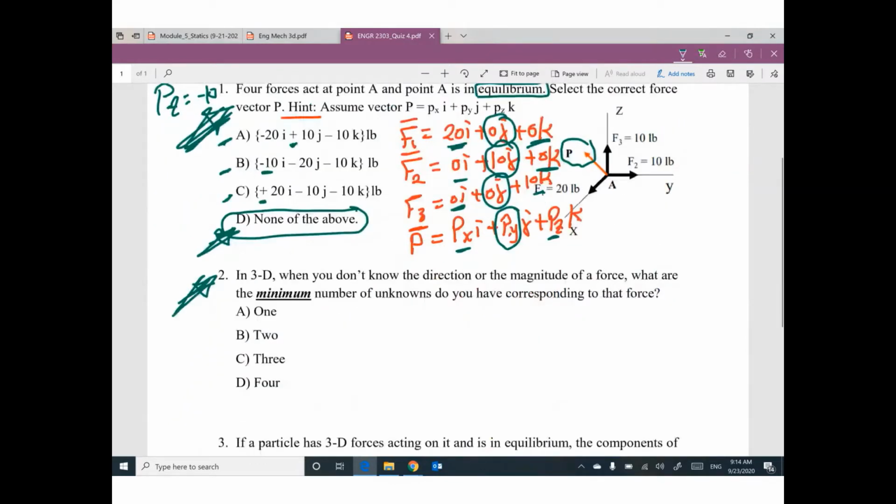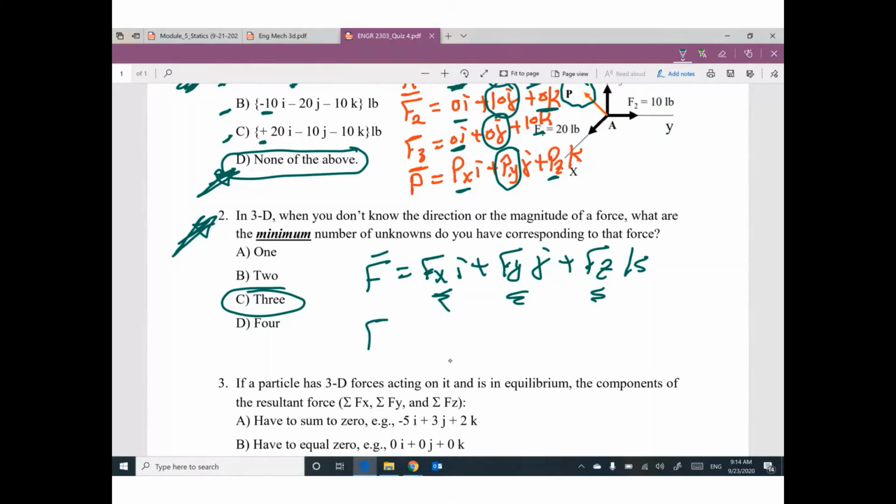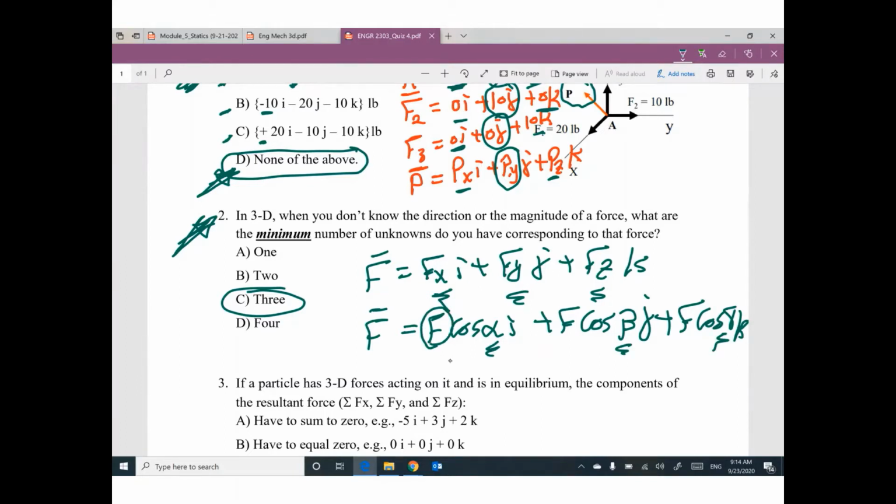Your force as a vector can be assumed like Fx i, Fy j, and Fz k. So how many unknowns do you have in your assumption? 3. Probably, I can accept your answer if you say F as a vector equal F cosine alpha i, F cosine beta j, F cosine gamma k. So we have alpha, beta, gamma, and F. So I can accept 4, probably.